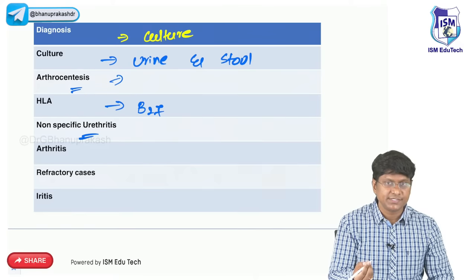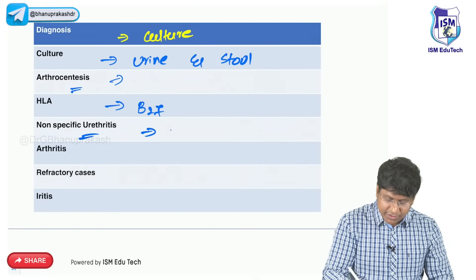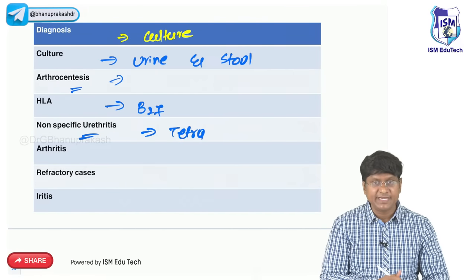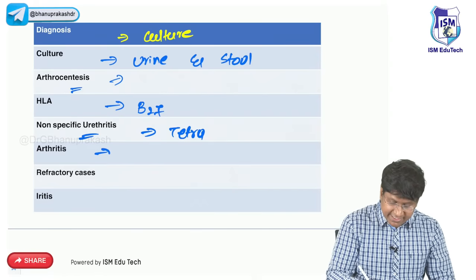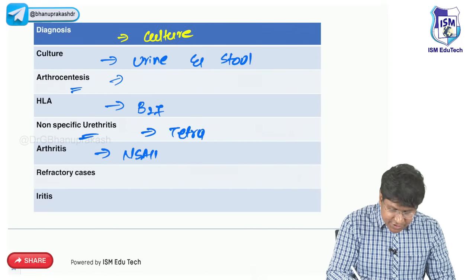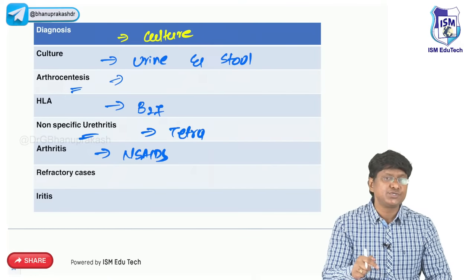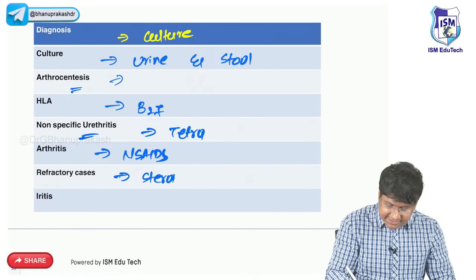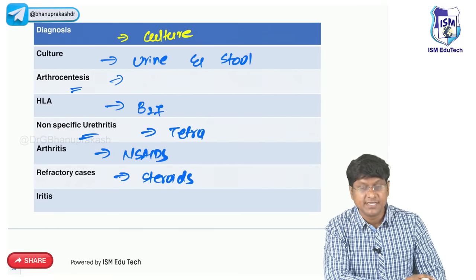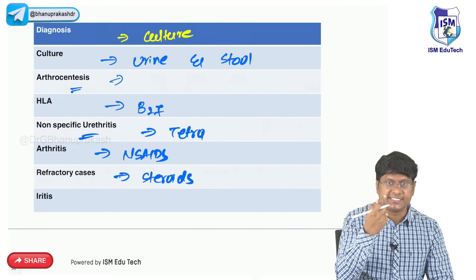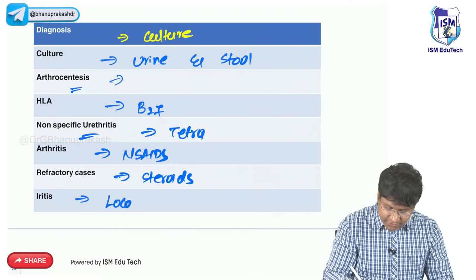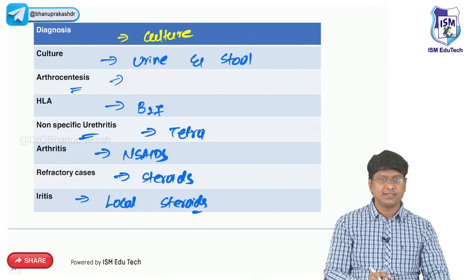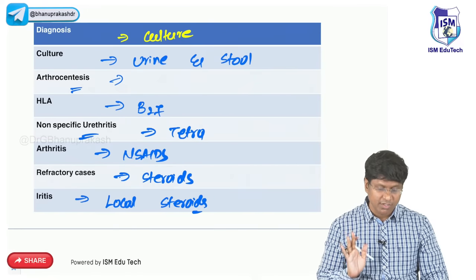Then how do you treat these patients? If there is urethritis, that is, genitourinary lesions, you need to give tetracyclines, because the most common organism we anticipate is Chlamydia trachomatis. And if there is also arthritis, we need to give NSAIDs. Those patients who are refractory to NSAIDs need immunosuppressant drugs, that is steroids or sulfasalazine. And whenever there is iritis or conjunctivitis, you need to give topical steroids. So this is about Reiter's or reactive arthritis.